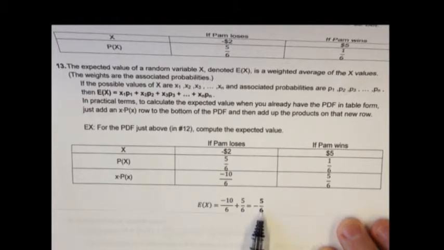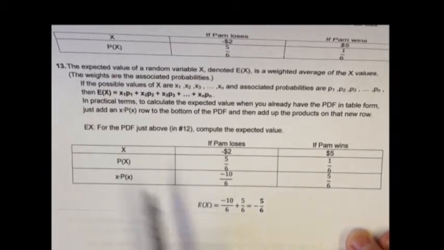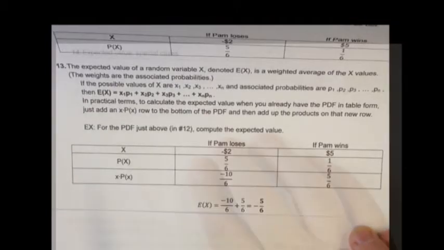Notice it's a negative 5/6. So that means it's an expected loss. So in the long run, Pam is going to lose money if she plays this game over and over again, making that bet. It's a losing proposition in the long run.